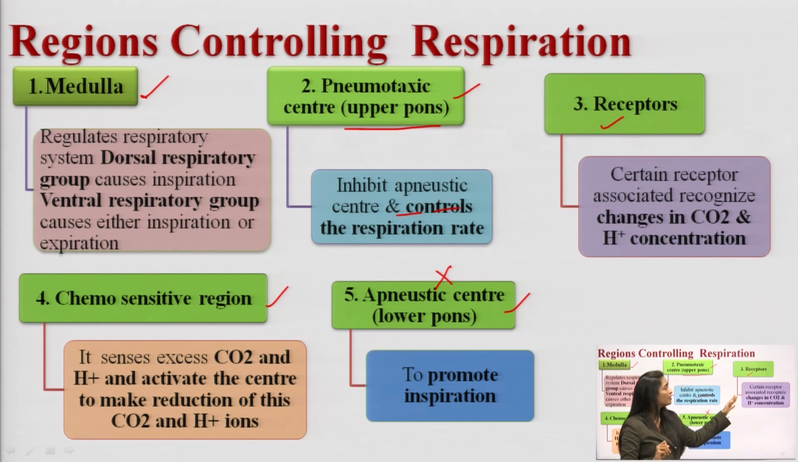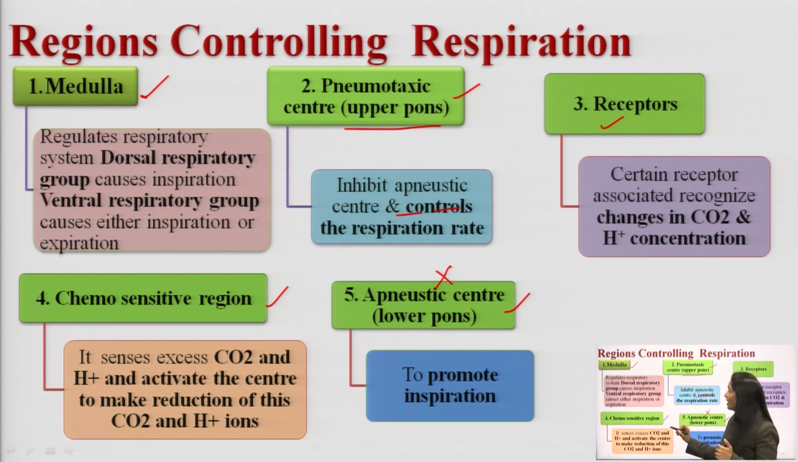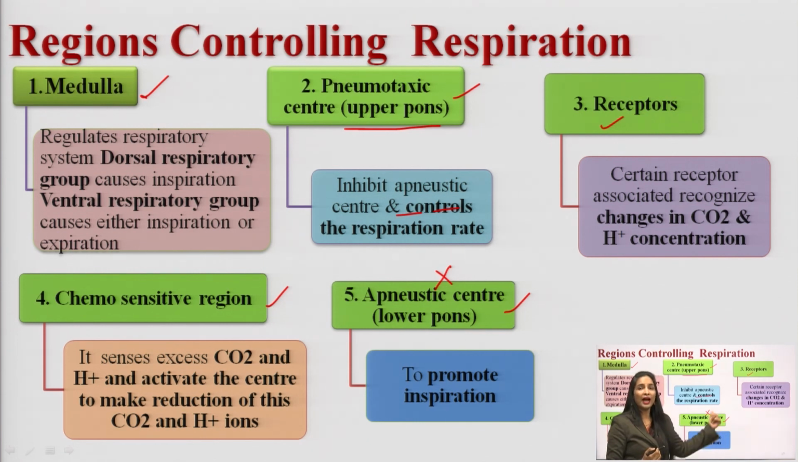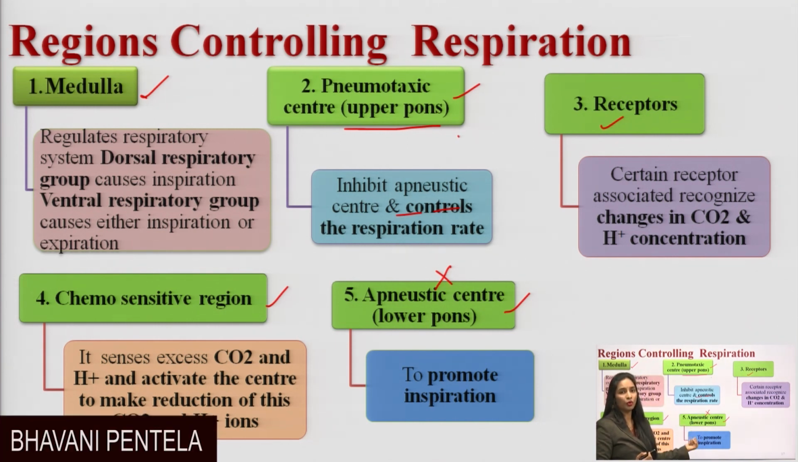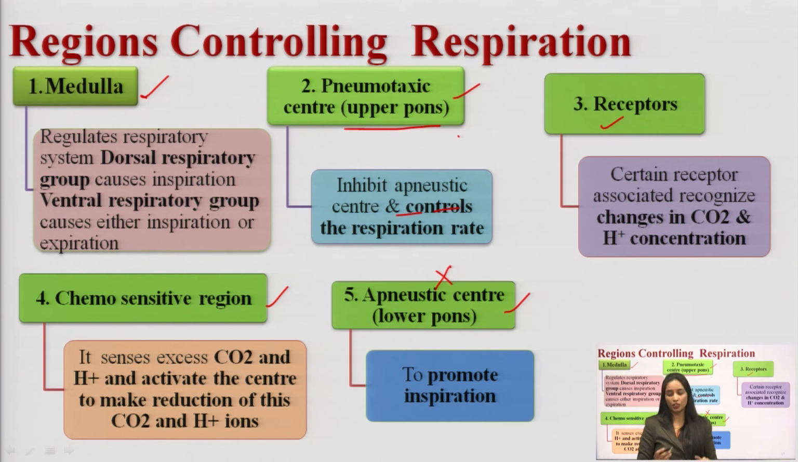There are some receptors, students, which will recognize the changes in oxygen and hydrogen concentration. Okay, next one, chemoreceptor sensitive zone. This will sense the excess of carbon dioxide and oxygen inside the center, and it will make it reduce this concentration. And last one is the apneustic center, which will promote the inspiration. So, the pneumotaxic center you can call as the upper pons, and the apneustic center you can call as the lower pons. So, this is responsible for the inspiration, and the upper one is responsible for the respiratory rate.